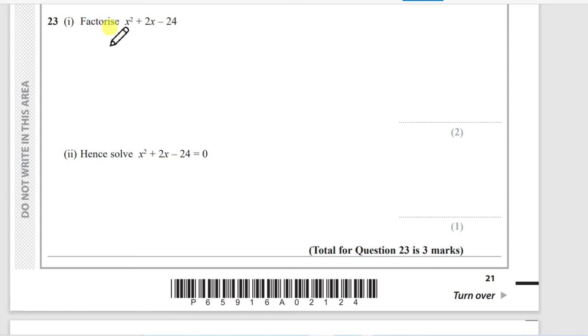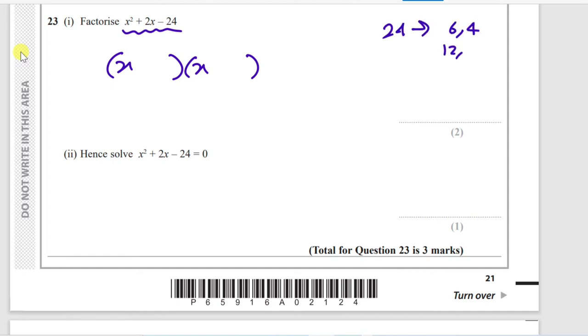Now, factorize x squared plus 2x minus 24. Ooh, so it's a double bracket problem. So all you've got to do, when you've got a quadratic, which means you've got an x squared, an x, and a number, is put two brackets like that, and you put x's here because x times x gives us x squared. Now we need to ask ourselves, what two numbers multiply to make 24? Well, to get 24, you can do 6 times 4, or you could do 12 times 2.